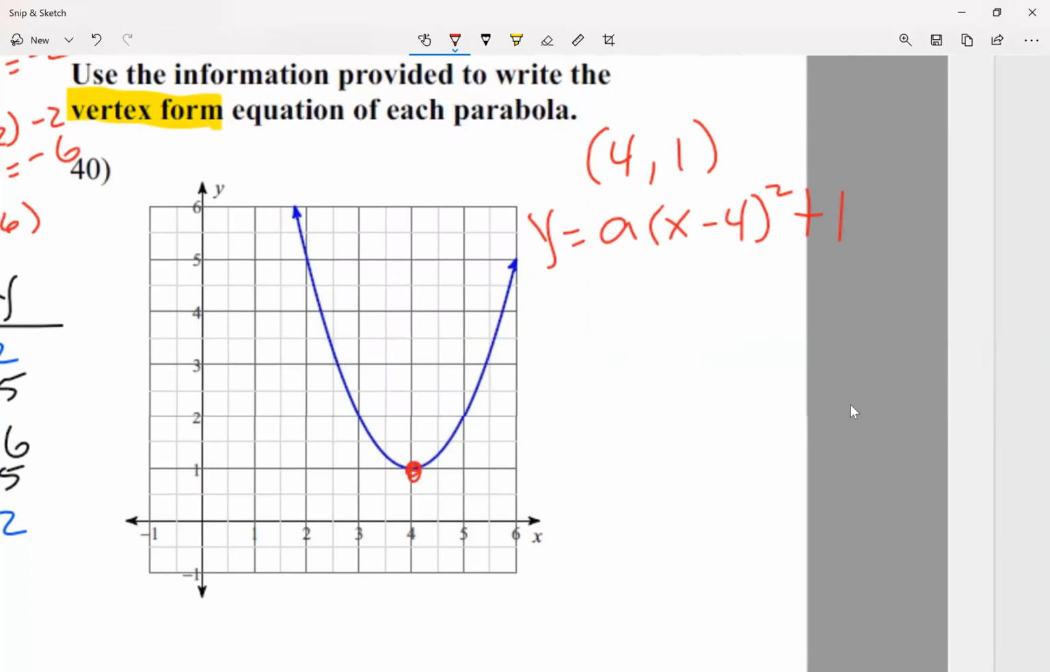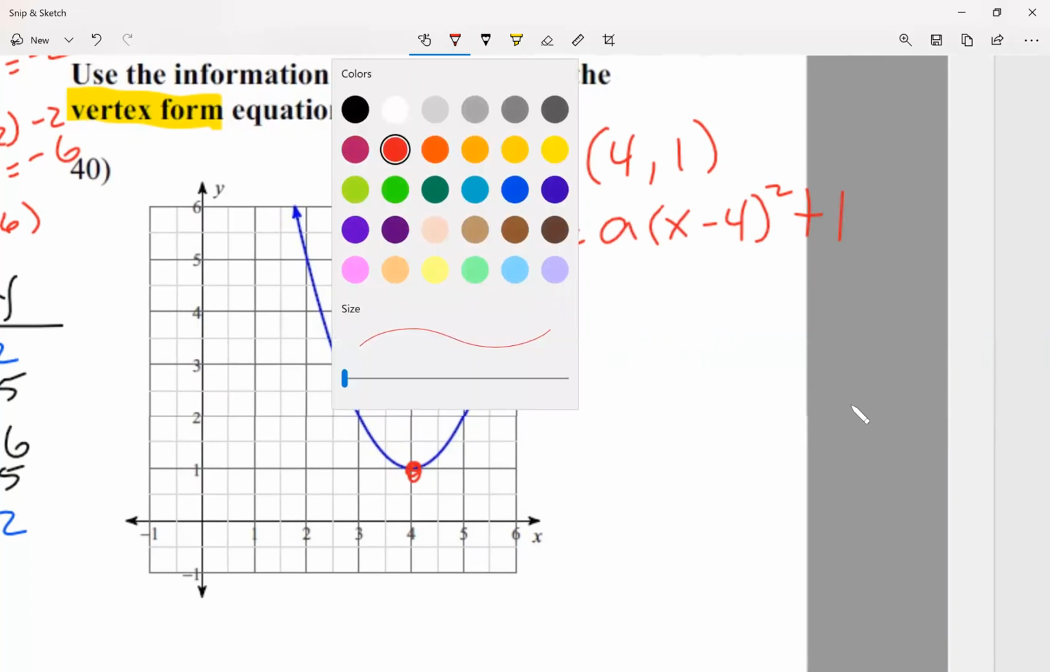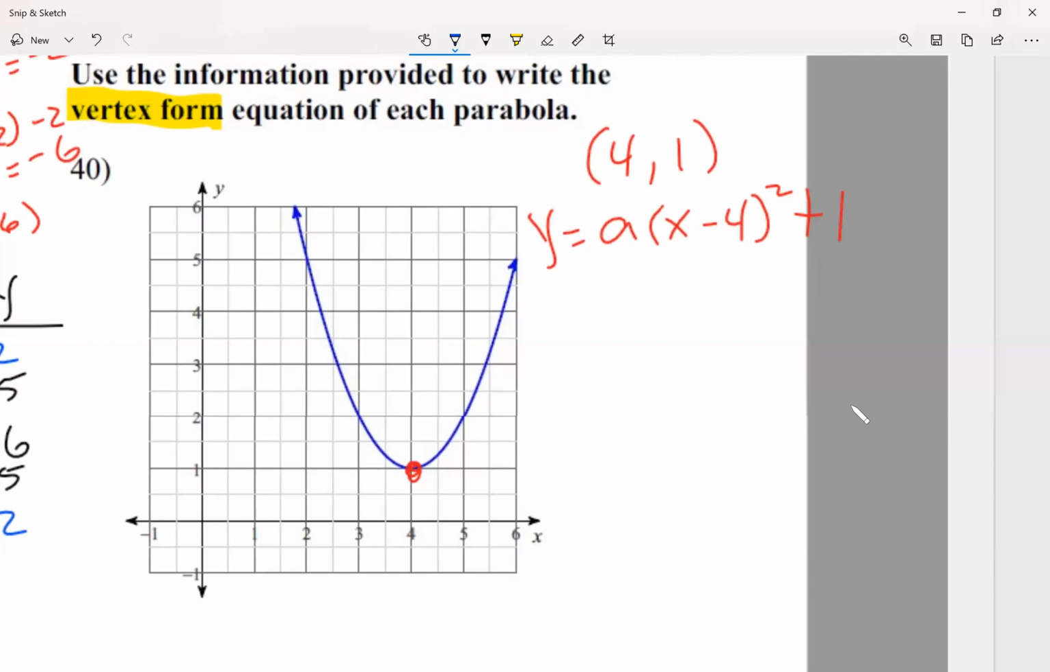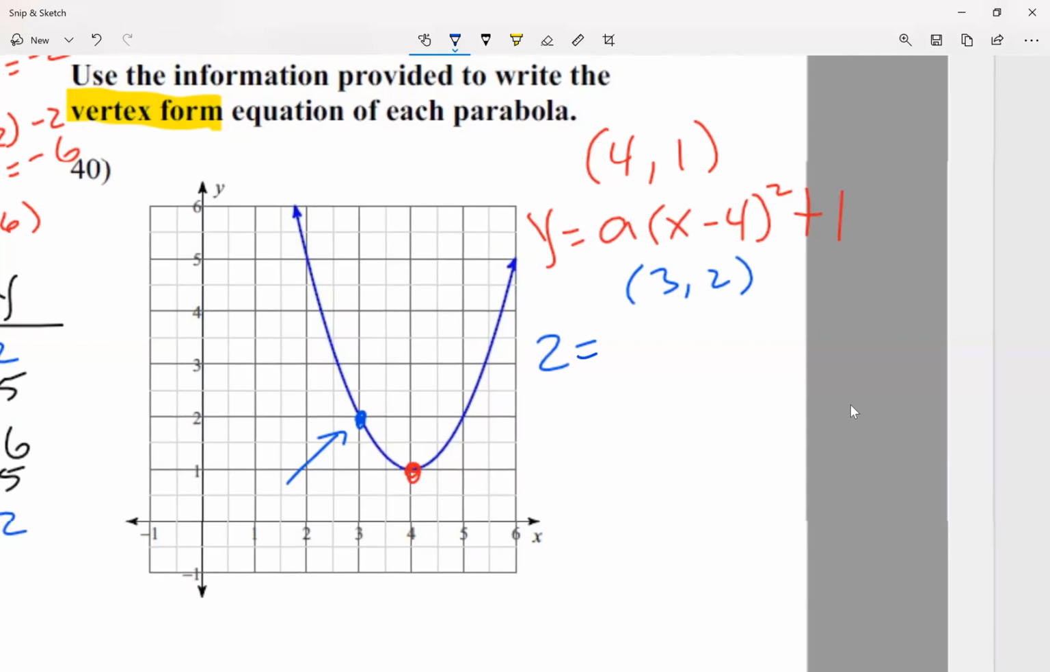I wish I could find out my a, so let me use a random point. I'm going to choose that point. I'm going to use the point (3, 2). So I have to be able to solve for my a. So I have 2 is equal to a, my parentheses, I get -1, right? x minus 4, since x equals 3. So (-1) squared plus 1.